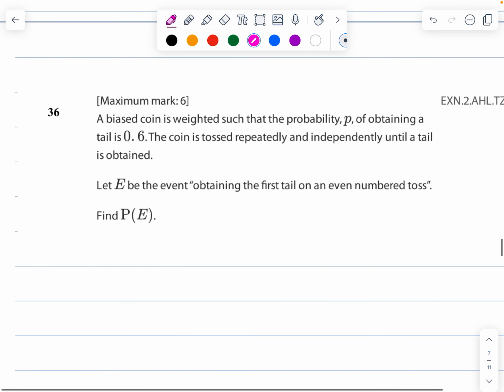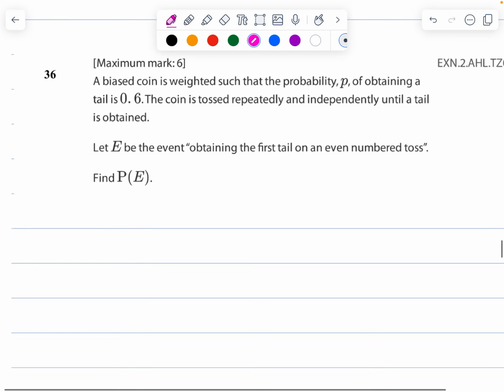Now question number 36. A biased coin is weighted such that the probability P of obtaining a tail is 0.6. The coin is tossed repeatedly and independently until a tail is obtained. Let E be the event of obtaining the first tail on an even number toss. Find the probability of E.